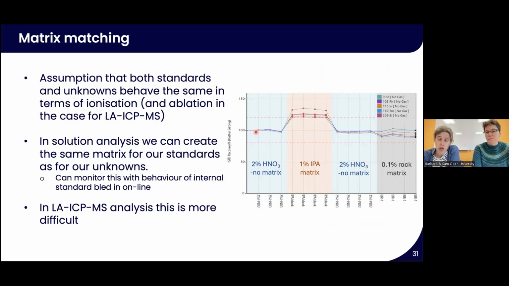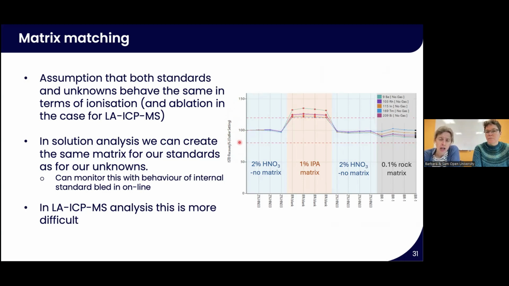Our internal standard has a range of different masses in it, from beryllium at mass 9 through to bismuth at mass 209, and they're represented by different colours on this graph. What we've got here is the percentage recovery of the internal standard, where 100% is the value at the very first analysis, the very first thing that we analyse.